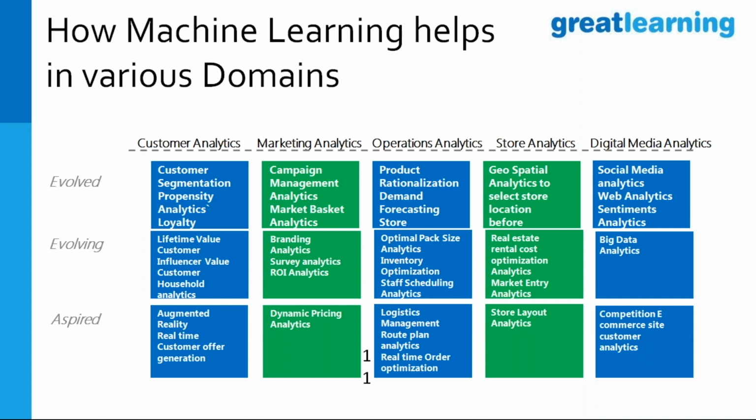I have classified into three areas: evolved, evolving, and aspiring. Evolved is already being used. Evolving means they are trying to evolve and bring those analytics or machine learning techniques into the field. And aspiring means it's the future, where they are still doing research, and there are a lot of improvements that can be made, which people are researching. Right. I'll pause for 2 minutes. Just go through this. We'll take one or two domains and then take a case study.